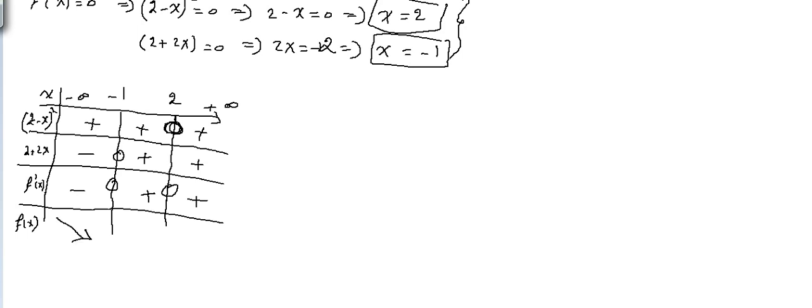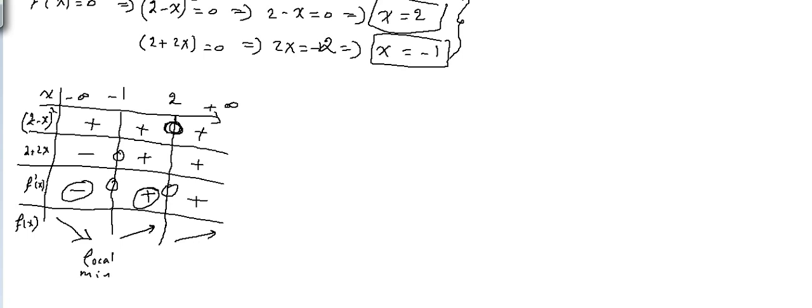For the function f of x, we can say, I will not write them, but from minus infinity to minus 1, the function f of x will be a decreasing function. From minus 1 to 2, it will be an increasing function. From 2 to plus infinity, it will be an increasing function. The derivative, from minus infinity to minus 1, then from minus 1 to 2, changes its sign from negative to positive, so from decreasing to increasing, it makes a local minimum point.